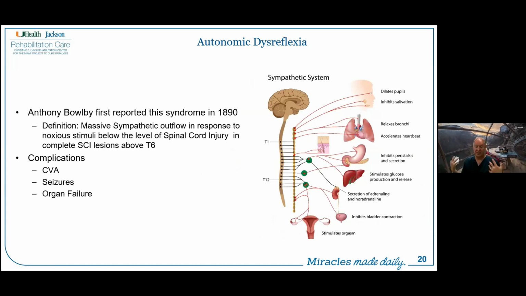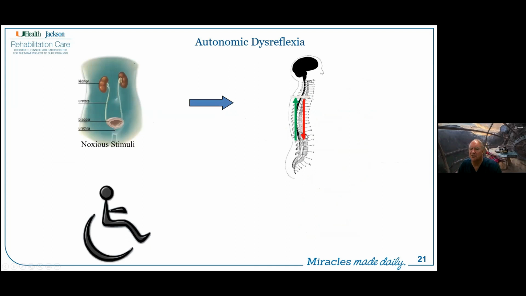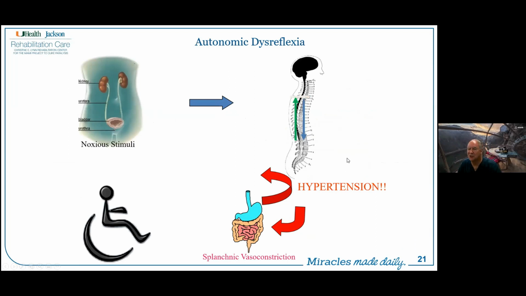Our folks are at high risk for autonomic dysreflexia as well. We're going to spend a whole lecture talking about the autonomic dysfunction after spinal cord injury, but first reported back before the 1800s as a massive sympathetic outflow in response to a noxious stimuli below the level of injury in persons with spinal cord injury above T6. Complications include stroke, seizures, organ failure, and death. Essentially, you have a noxious stimuli below the level of the injury that ascends the cord. The afferent impulses are blocked, however, at the level of the spinal cord injury, and you get this reflex sympathetic outflow that causes splanchnic vasoconstriction and hypertension.